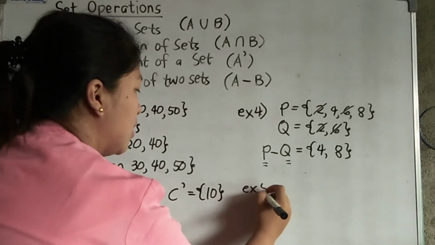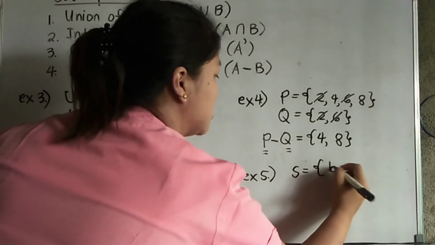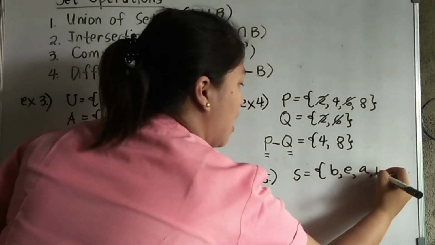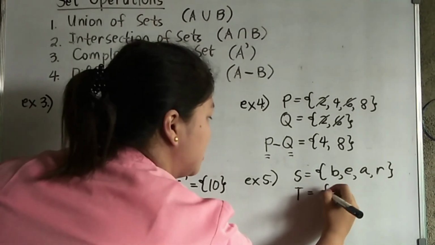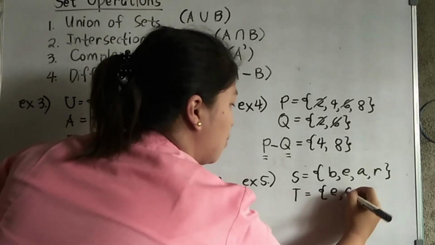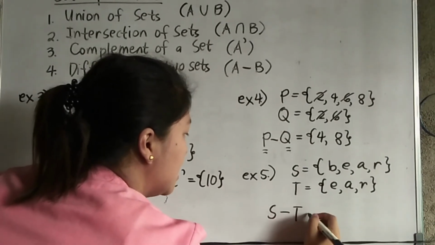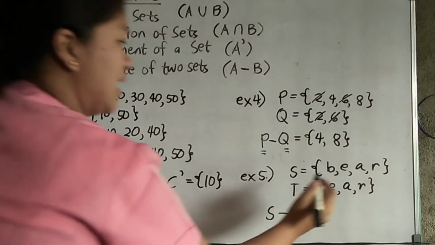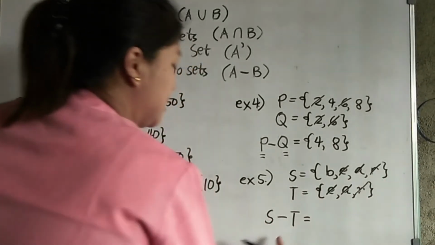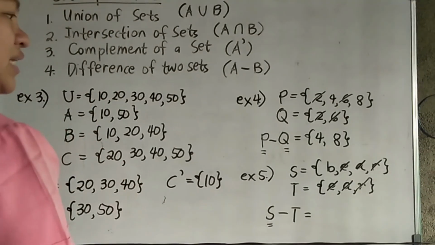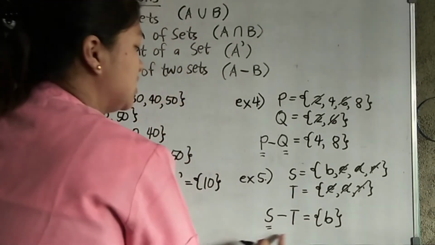For another example about the difference of two sets, let's say you have set S, which contains the elements B, E, A, R, the distinct letters of the word bear. And you have set T, which contains the distinct letters of the word ear. If we are going to find S minus T, alisin lang po natin yung magkakagaya. So you have here E, you have here A, and you have here R. At tingnan po natin alin po yung element na natira kay set S. So you have here the letter B. So that is the answer for S minus T.